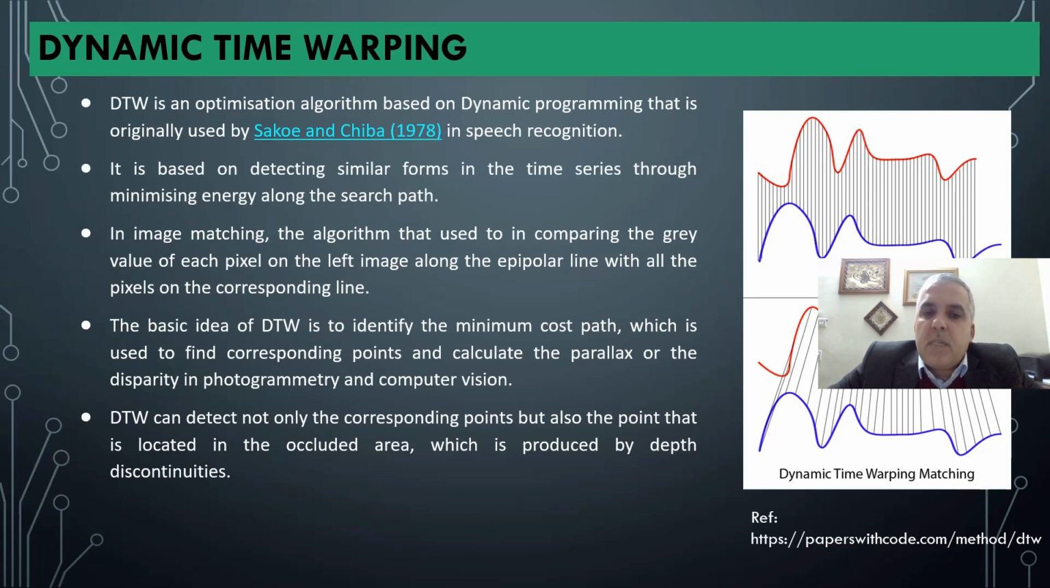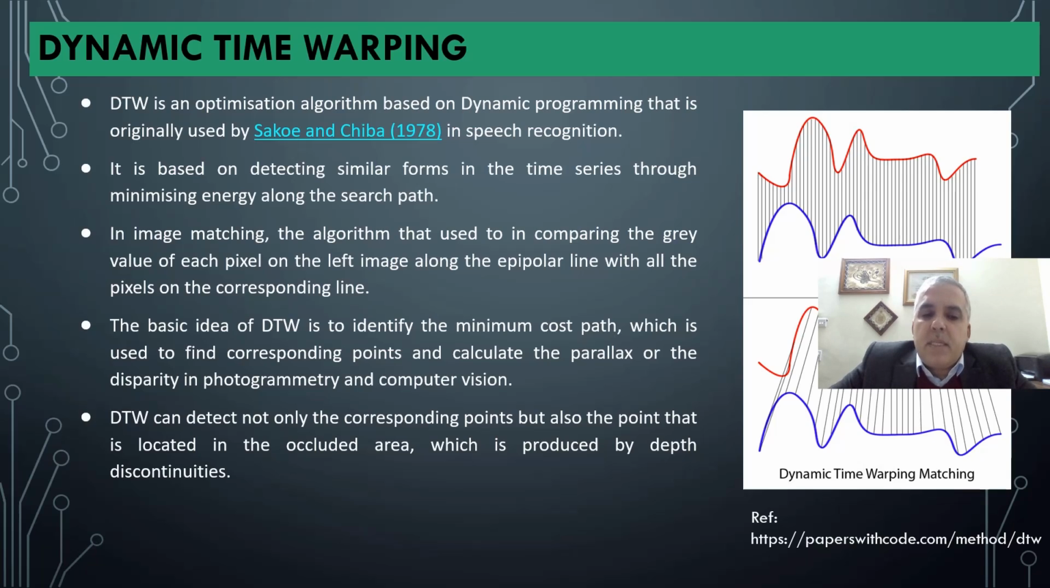Actually, in image matching, it will first compare the gray values, because the image consists of pixels, and the pixels consist of gray values. What it does, for example, is match along the epipolar line each pixel individually from the left and right. The basic idea of dynamic time warping is to identify the minimum cost path, which is used to find the corresponding point. Because as you know, if we find the corresponding point, we'll be able to find the object coordinate.